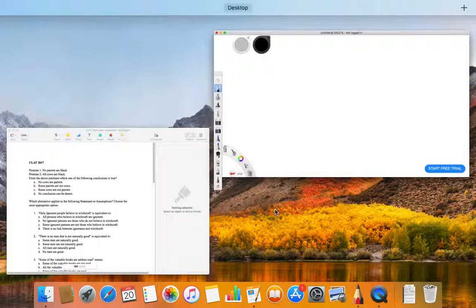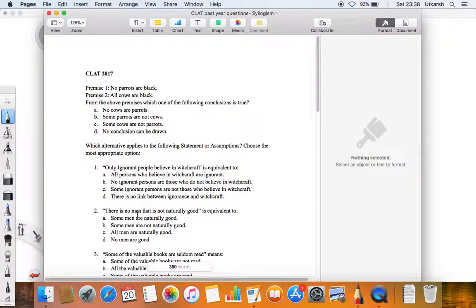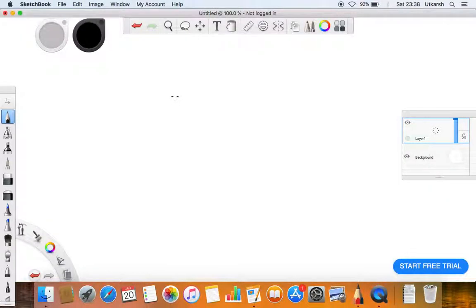Let us quickly go to CLAT examples, and let us try to solve a couple of them using Venn diagrams. Right. So this is CLAT 2017. Okay, no parrots are black, all cows are black. So how do you go about it? You have to decide whether someone is black or not, right? So here I make a plate for black. This is the black plate. Now where do I place all the cows? The cows go here because all cows are black. So all cows will go on this black plate. Are the parrots black? No. So the parrots are outside this plate.